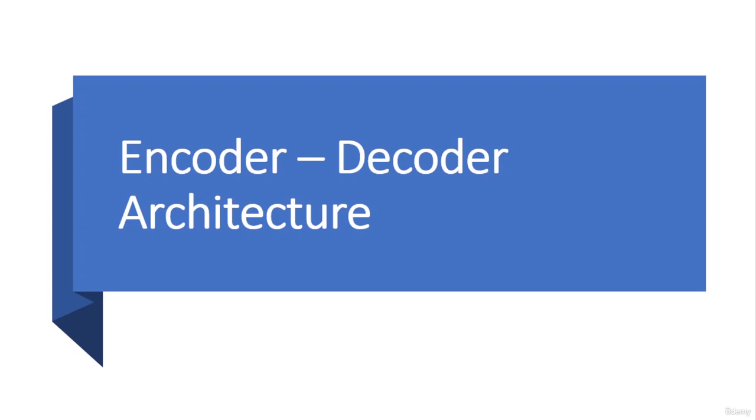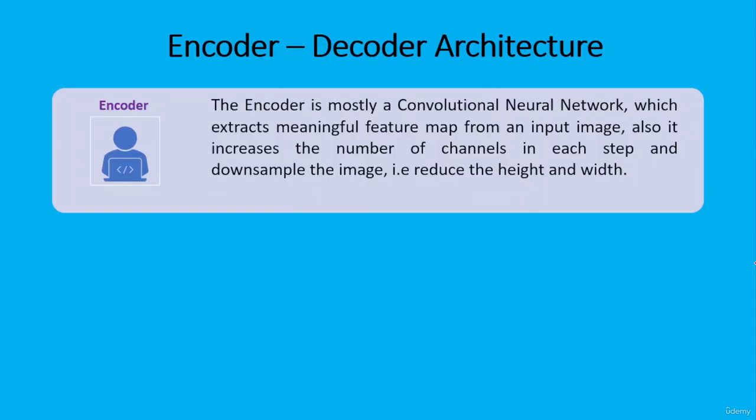Semantic segmentation follows the encoder-decoder architecture. Let's see what is encoder and decoder architecture. So what is the job of the encoder in semantic segmentation? The encoder is usually a convolutional neural network which extracts a meaningful feature map from an input image, and also it increases the number of channels in each step, and downsamples the image, meaning it reduces the height and width of the image.